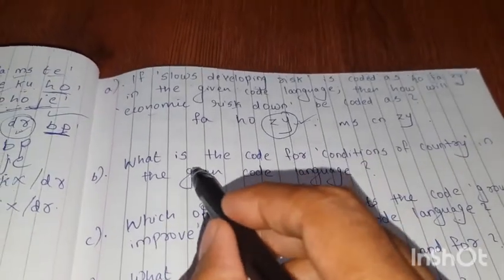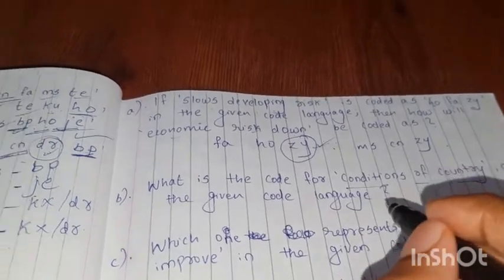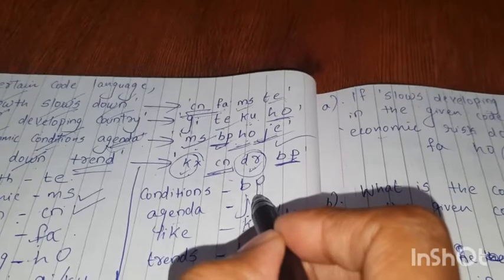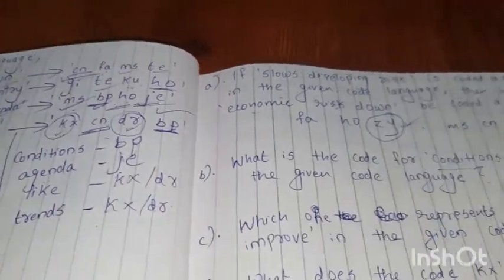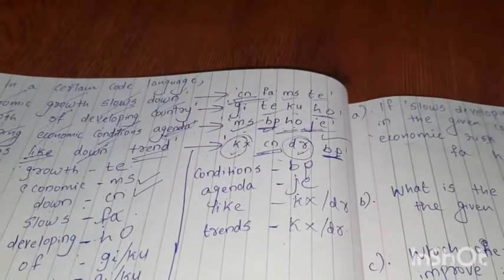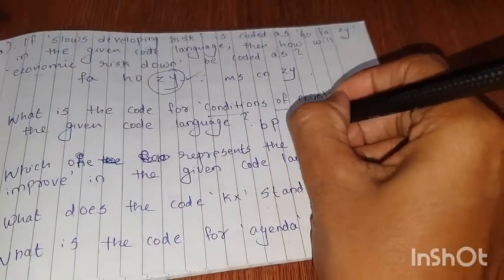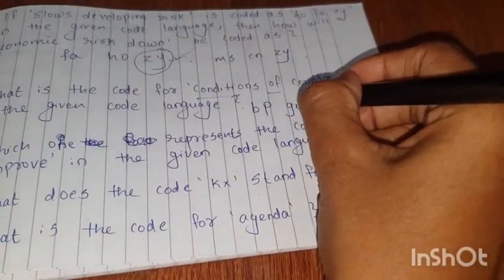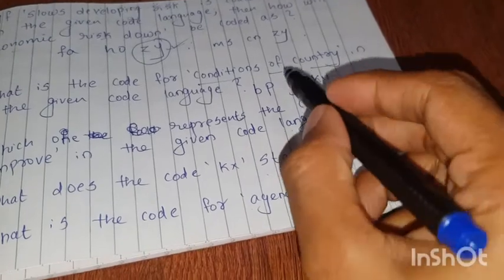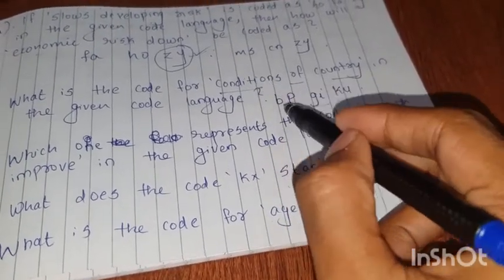Now the second sub question is, what is the code for conditions of country in the given code language? The code for conditions is BP, right? So conditions means BP. Of means the code for of it is either GI or KU. So either GI or KU, and country means either GI or KU. So the answer would be BP, GI, KU, because of and country the code is same, either GI or KU, and conditions we got the code as BP.